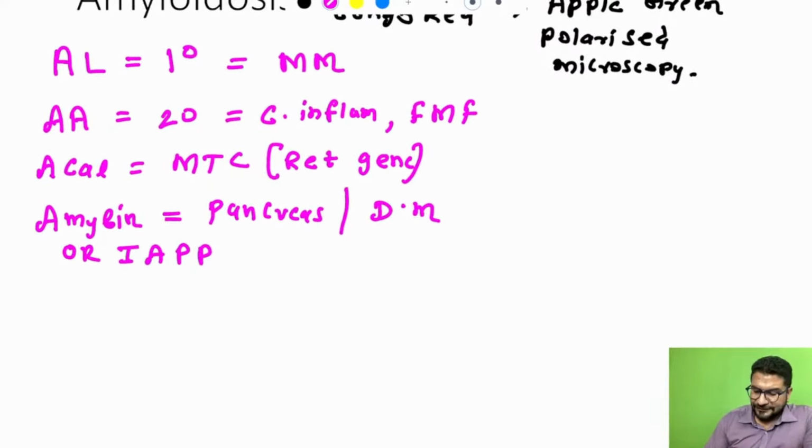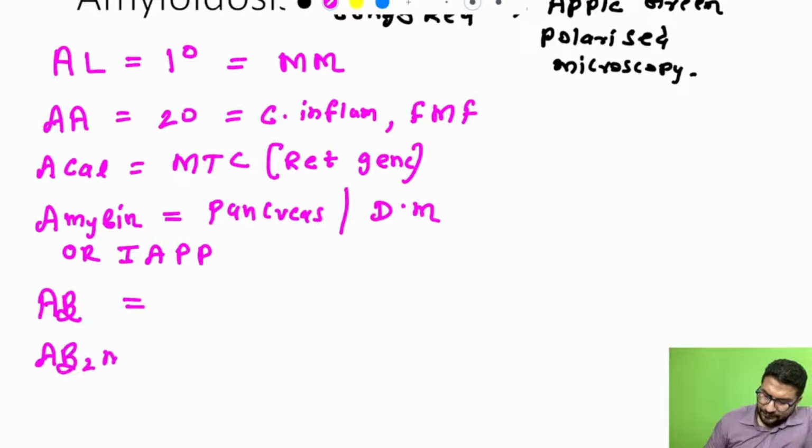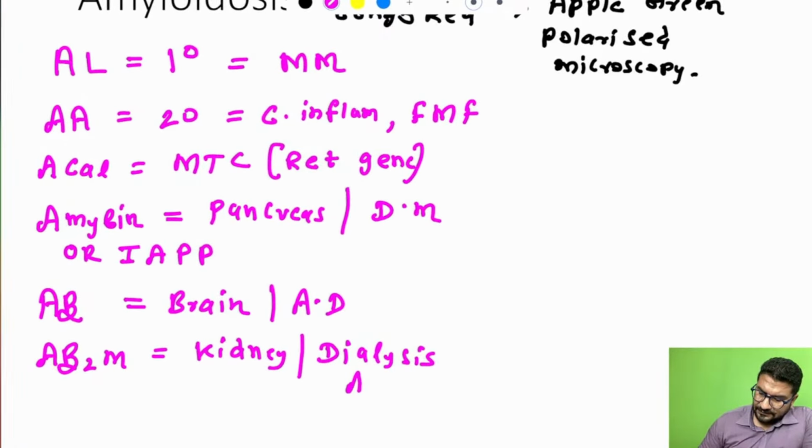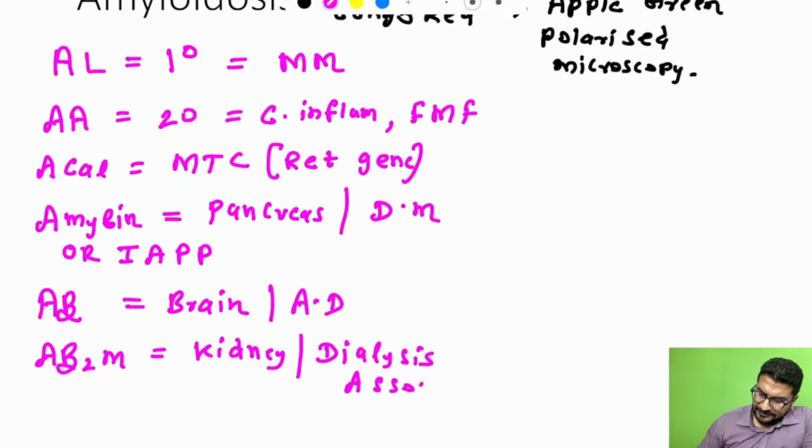Next amyloid which you have to remember is A beta and A beta 2M. So A beta amyloid, understand, is seen in your brain, and A beta 2M is seen in your kidney. In brain, in Alzheimer disease, and in kidney we also call this dialysis associated amyloid.